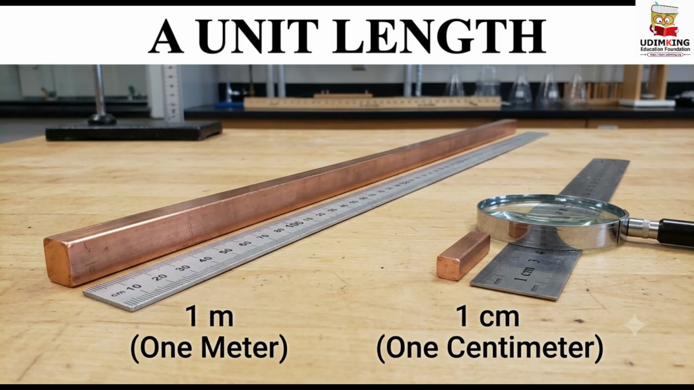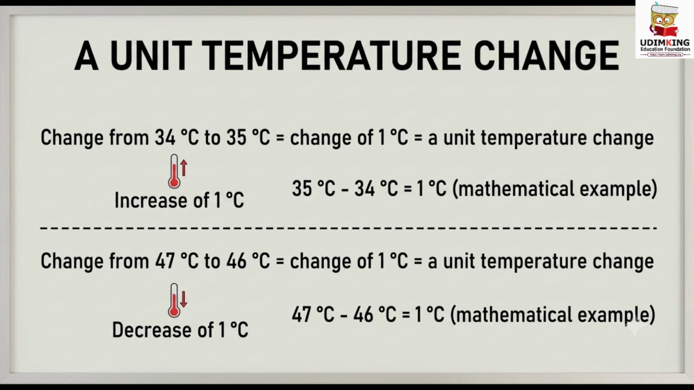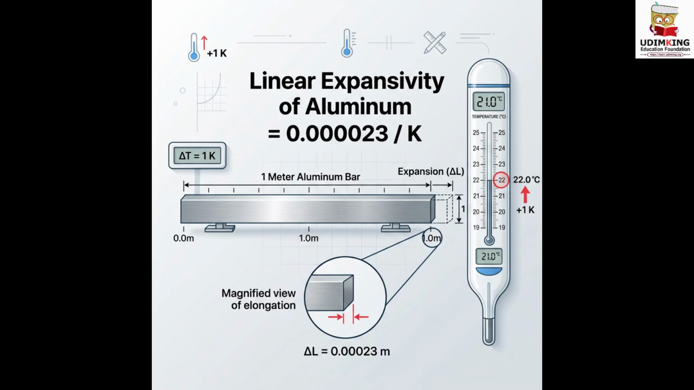Remember our two rules from the last lesson. We always start with a standard 1 meter bar and we heat it by exactly 1 degree Kelvin. So this number simply means if you have a piece of aluminum that is exactly 1 meter long and you raise its temperature by exactly 1 Kelvin, the bar will expand by a tiny fraction, exactly 0.000023 meters. It is telling us just the expansion fraction expressed in decimal for every single degree of temperature change.